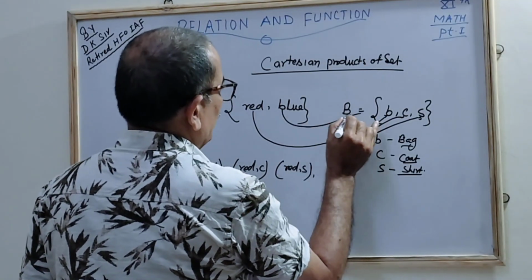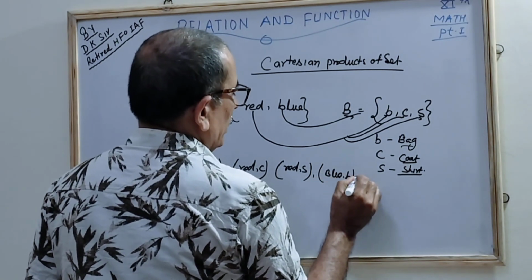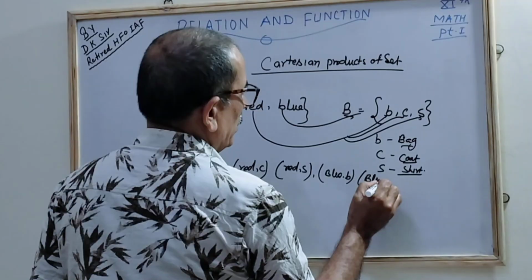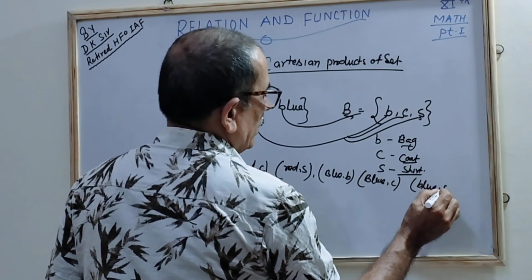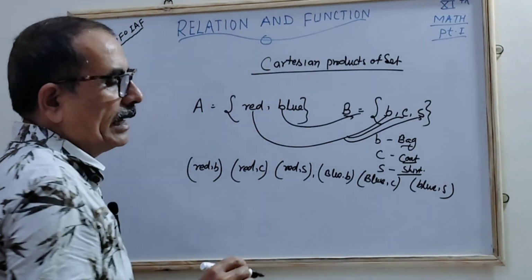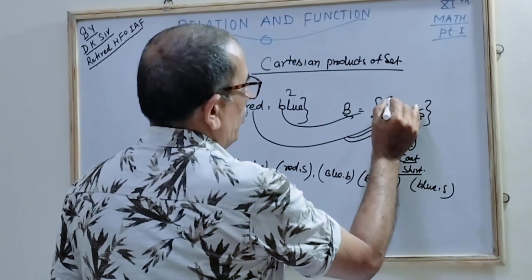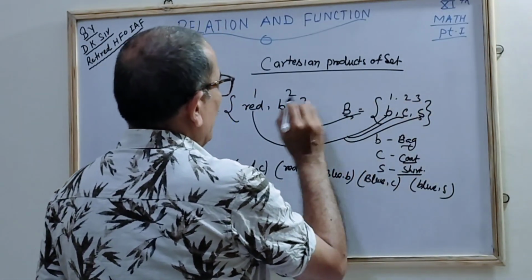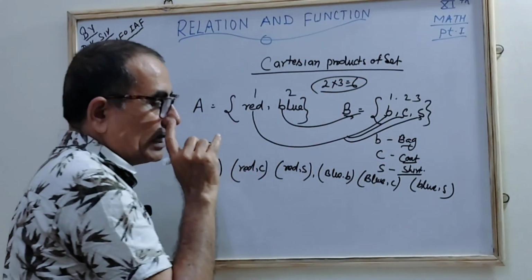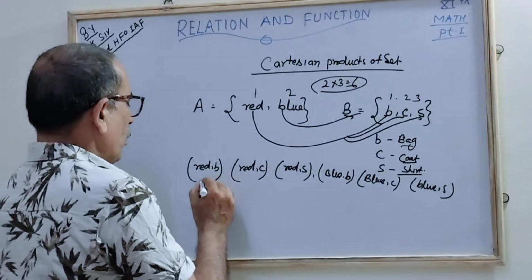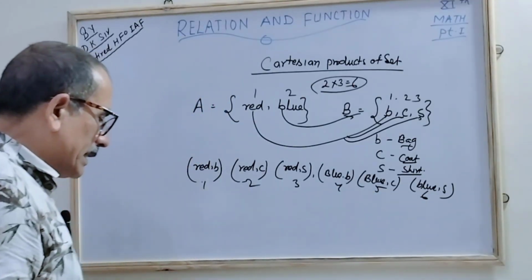It's a blue. We'll start with the blue. So it will be the blue B. Correct? And that will be the blue C, and next will be the blue S. Correct? So you have seen in the set A how many members are there? The 1 and the 2. Correct? In the B you have how many members? 1, 2 and 3. So you multiply 2 into 3. How much do you get? The 6. So you got 6 pairs. Correct? The 1, the 2, 3, 4, 5 and the 6. You got 6 pairs.